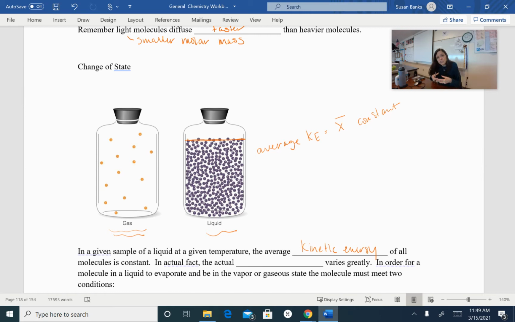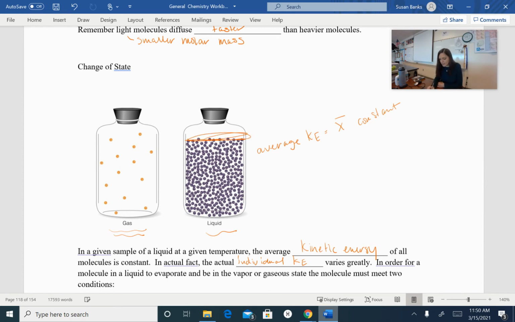The actual individual kinetic energy varies greatly. I have students that get 100% on the tests, and I have students that don't perform very well on the tests, and everything in between. So individual scores, just like the kinetic energy, can vary greatly. So the actual individual kinetic energy varies greatly.